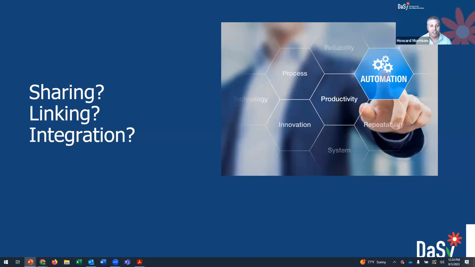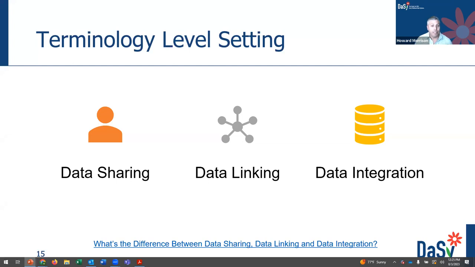Great, thanks so much, Ginger. So states and territories use a variety of approaches to answer critical questions that cannot be addressed by one data system alone. So sharing, linking, and integrating data really start with a desire to use data from other sources so that they can better inform your Part C and Part B 619 programs. Next slide, please. So it's important to start this conversation with some technology level setting. So each approach is slightly different in definition and its context and how it's applied. So let's now talk through some of those definitions.